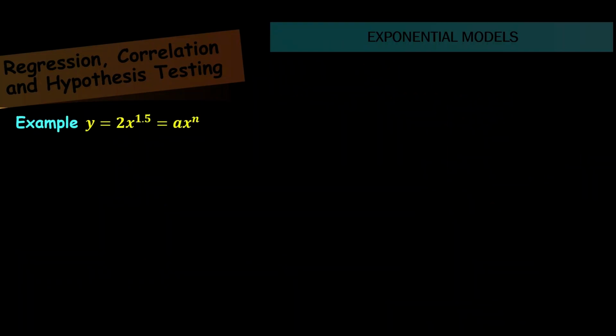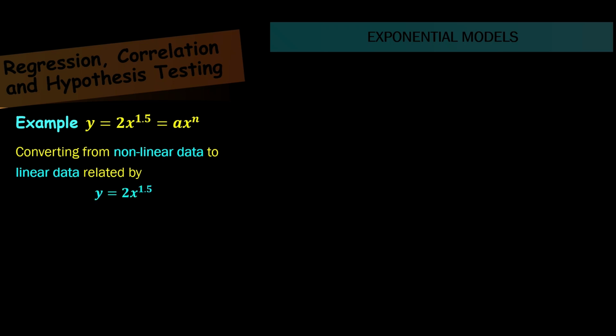Let's now take a look at an example. Y equals 2x to the power 1.5. This is clearly in the form ax to the power n. We will convert this from non-linear data to linear data using the formula on the previous screen. So y equals 2x to the power 1.5 becomes log y equals 1.5 times log x plus log 2.